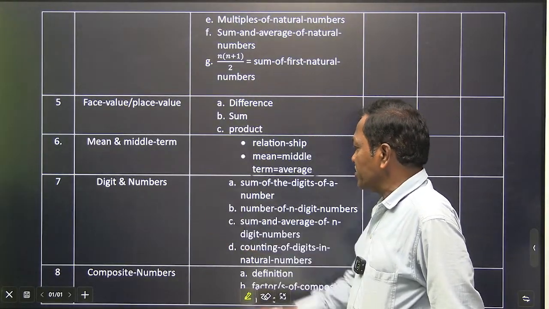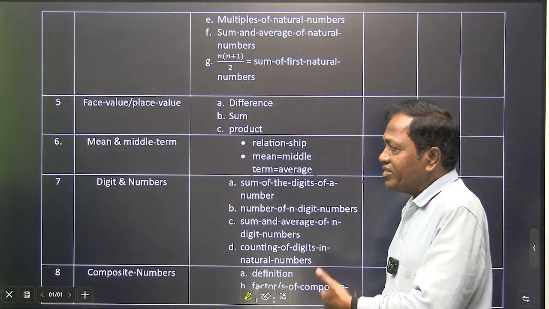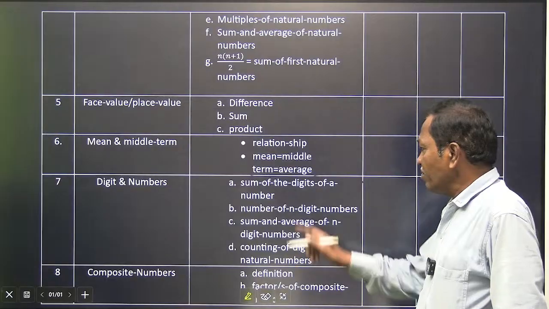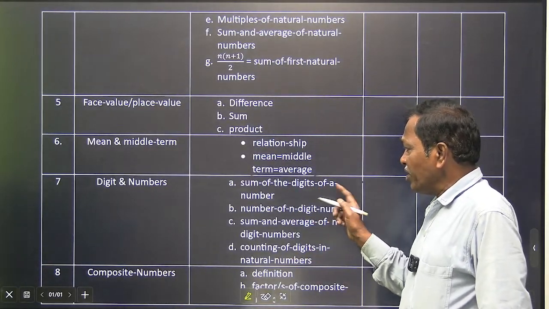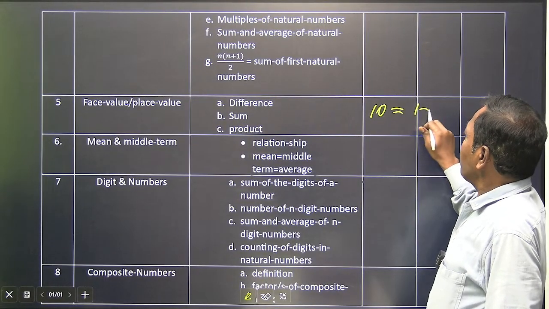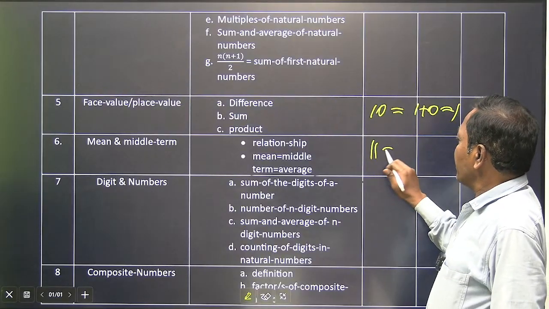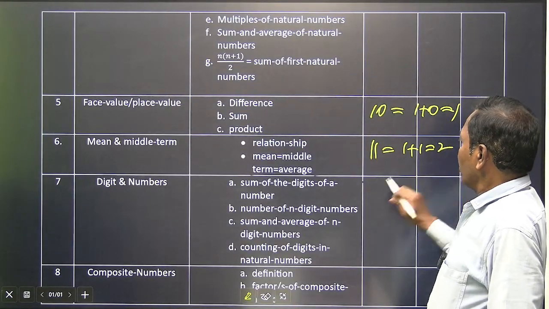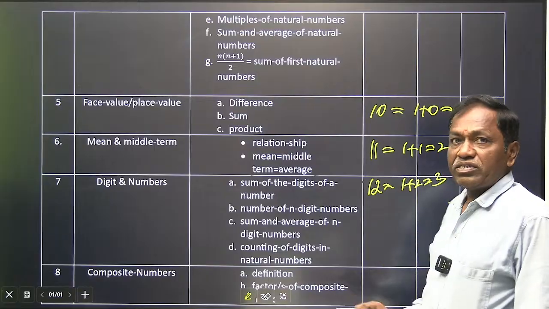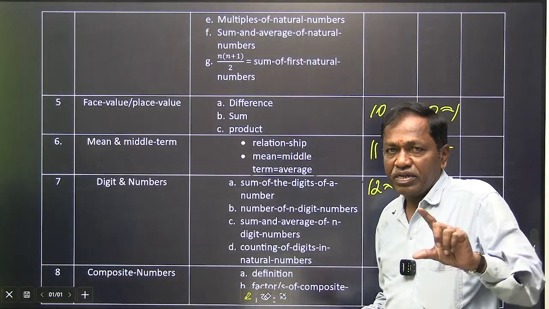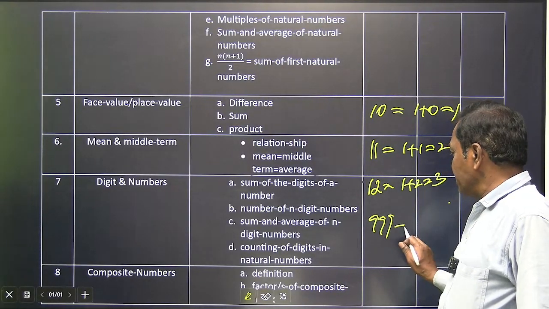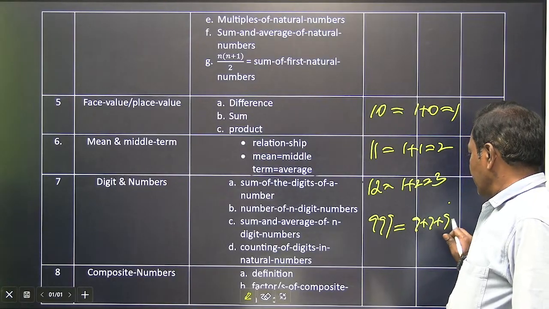And next, digit numbers. You will see that at least 1, 2, or 3 questions come from this particular area in any question paper. Sum of the digits of a number. For example, let us take the number 10. What is the sum of the digits? 1 plus 0, which is 1. So 11: 1 plus 1 is 2. And 12: 1 plus 2 is 3. Like that. Now a 3-digit number: what is the sum of the digits of the largest 3-digit number? The largest 3-digit number is 999. Sum of the digits means 9 plus 9 plus 9, so 27.